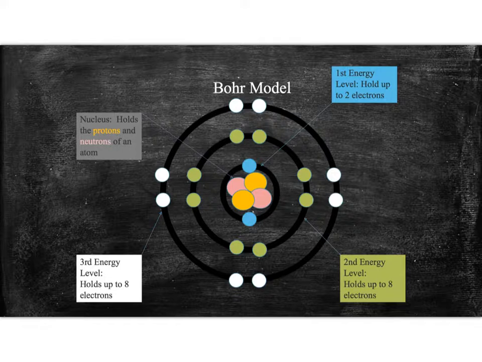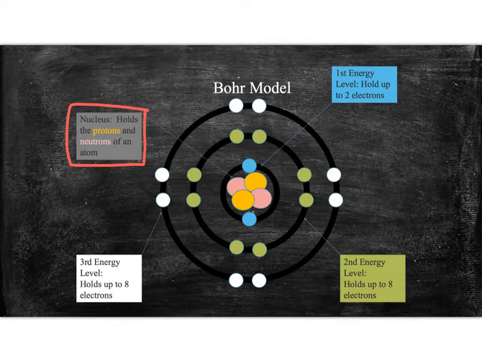This is a picture that has a lot of different rings on it. There's a lot of really good information in this picture. The first one is about the nucleus. The nucleus holds, if you remember, the protons and the neutrons of an atom. So if you count how many yellow little dots are in the center and the pink little dots, that will tell you the number of protons and the number of neutrons.